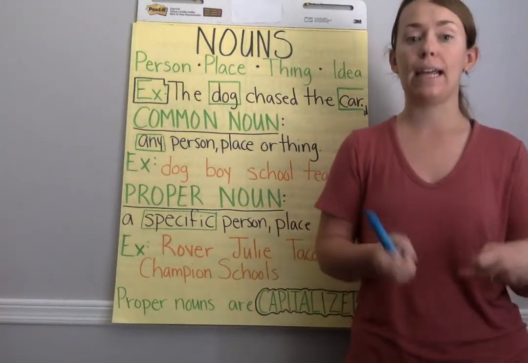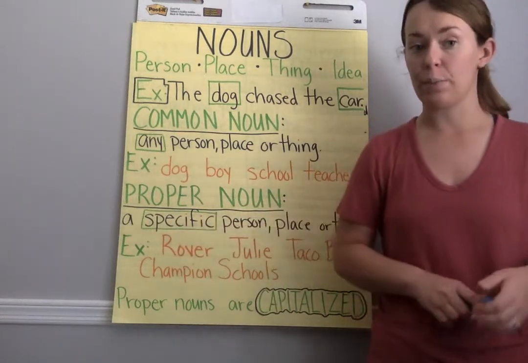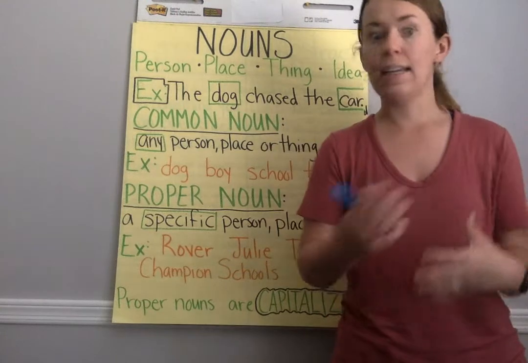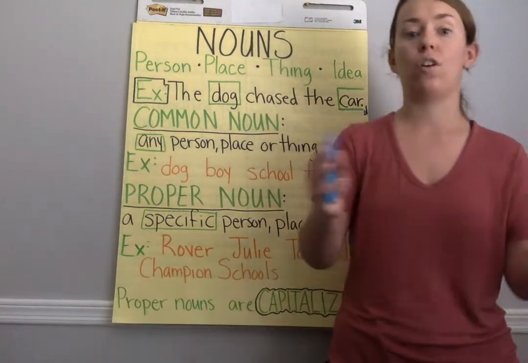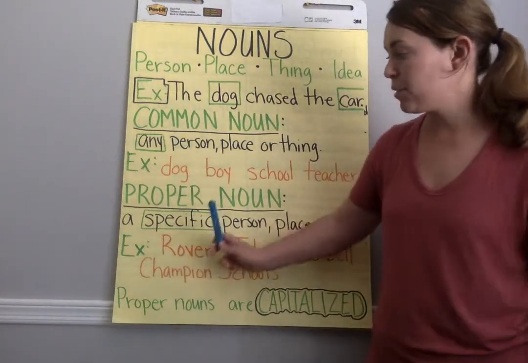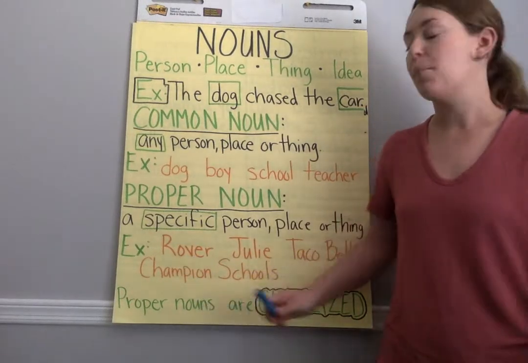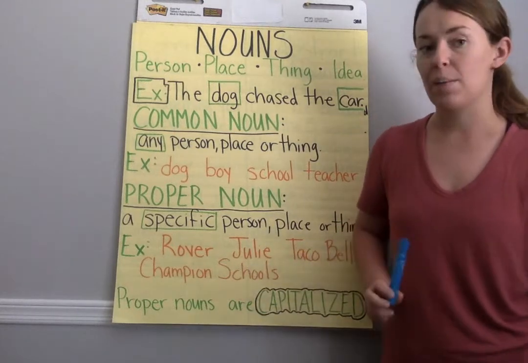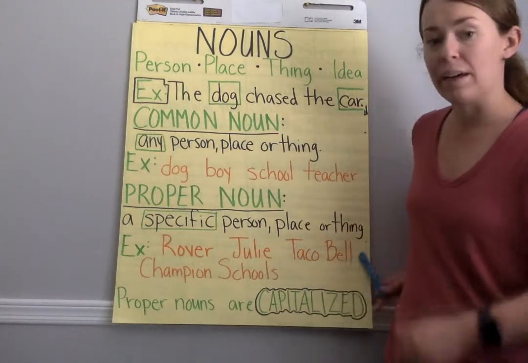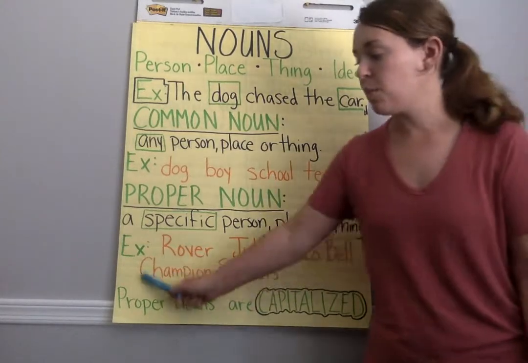They're generally lowercased to start with. Now proper nouns name a specific person, place, or thing. This means it's giving that a name instead of it just being a general noun like boy or girl. Now we are going to start calling that boy or girl by their name, turning it into a proper noun. So examples of proper nouns are Rover. If our dog had a name, the name would be Rover. That's the proper noun. Julie, if we were talking about the girl, specifically that girl, her name is Julie. Taco Bell, my favorite fast food place. Champion Schools, instead of just saying school, we want to be specific with it.